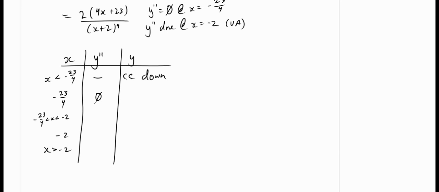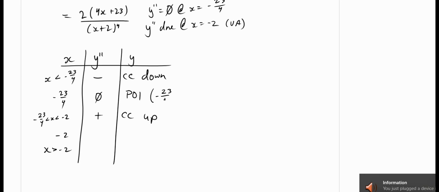Between negative 23 over 4 and negative 2, so I've got to pick a value somewhere between negative 6 and negative 2. So I don't know, negative 4 is probably good enough. So if I put negative 4, the bottom's always positive. If I put negative 4 in, I get negative 16 plus 23, that's positive. So it looks like this is positive. So now it is concave up. So this is a point of inflection. And we want to know the actual point. So it's negative 23 over 4. And it's approximately negative 1.7 that it works out to.